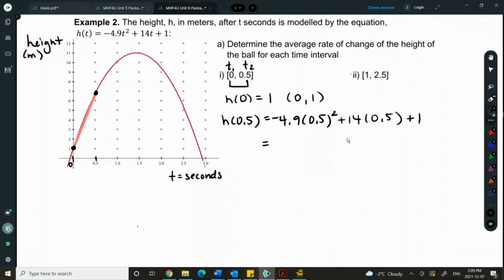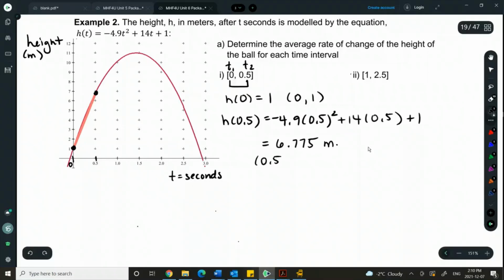And we'll take a moment and just quickly plug this into our calculators here. And we should get 6.775, and this is meters. So our second point here is 0.5, 6.775. So this is time 1 and height 1, and this is time 2 and height 2.